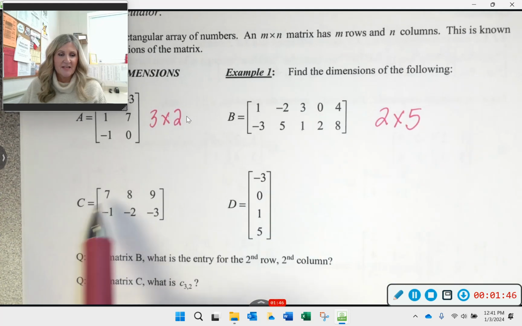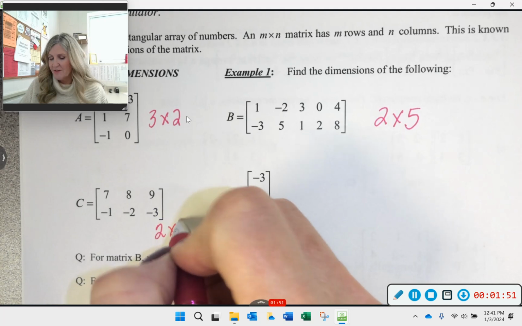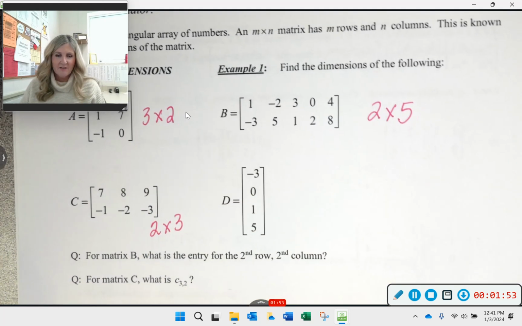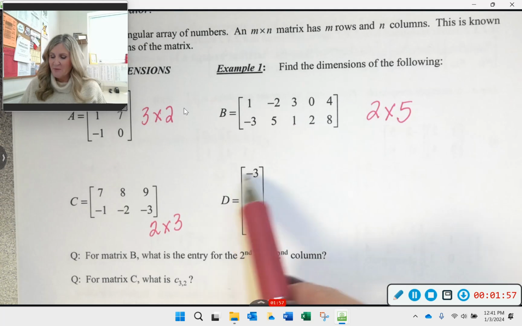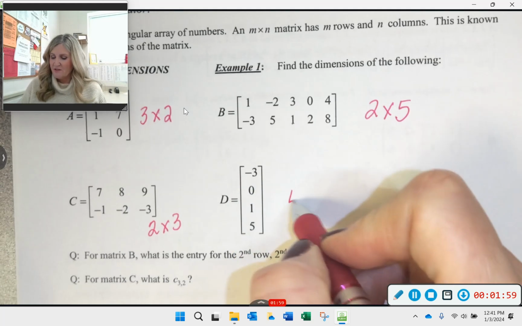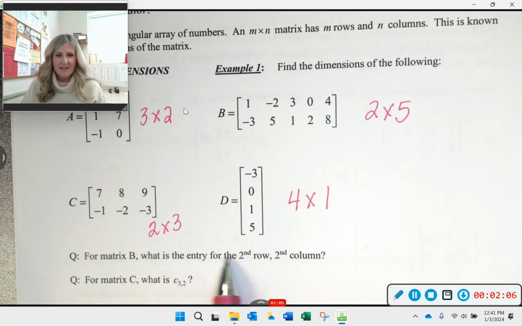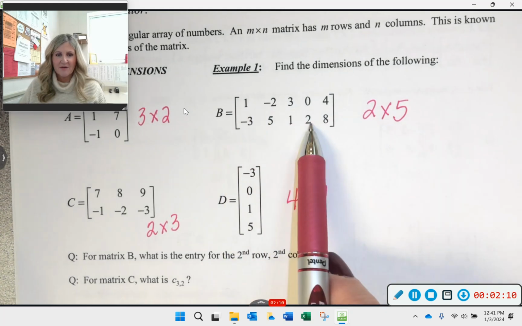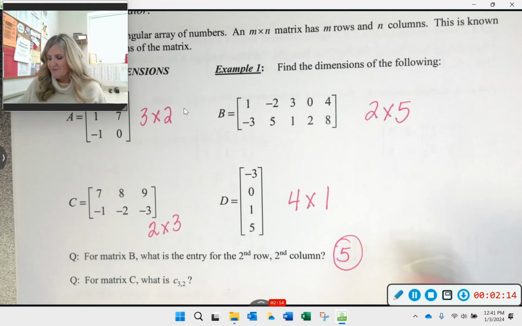All right, matrix C, what are the dimensions? 2 by 3. Okay, look at matrix D. Looks kind of strange. But the dimensions here, we're going to have 4 rows and just 1 column. Okay, for matrix B again, what is the entry for the second row, second column? So we're going to look at the second row, second column. What is it? The number 5.